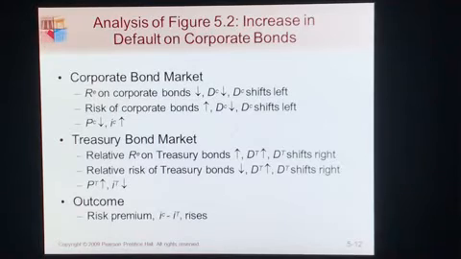For treasury bonds, it will also follow the same trend. As we can see, if the relative return on treasury bonds increases, the demand for that bond will also increase and the DT will shift to the right. So finally we can say that if the price of the treasury bond increases, the interest rate will decrease. And the final outcome, the risk premium, is the difference between the IC and the IT.